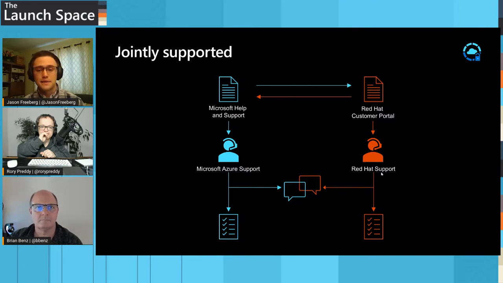All JBoss EAP sites on App Service are automatically enrolled into this joint support program. So you don't have to get a support subscription or anything like that from Red Hat. You just create a JBoss application from the portal or the CLI, and you'll automatically be enrolled into the support program. And then starting on August 1st, a support fee will automatically be applied to JBoss sites that are running on App Service.